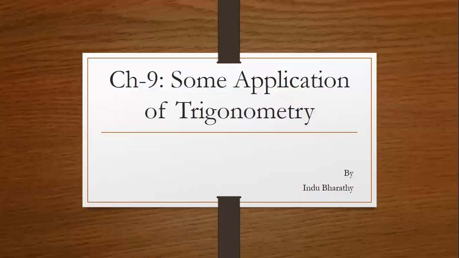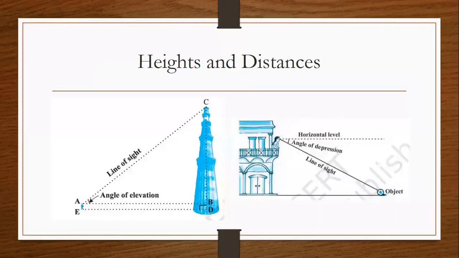Good morning. In this video, we are going to start with chapter 9, some applications of trigonometry. We had already seen the trigonometry chapter before this, and we have also learned that one of the main applications of trigonometry is to find heights and distances. In the figure, we can see that this is a tower, and if we know the angle, then we can find the height as well as the distance of the objects.